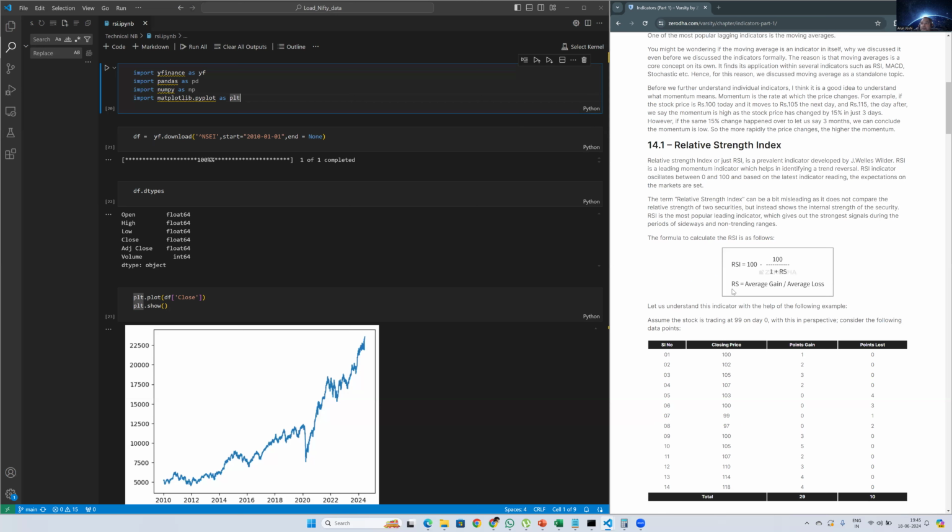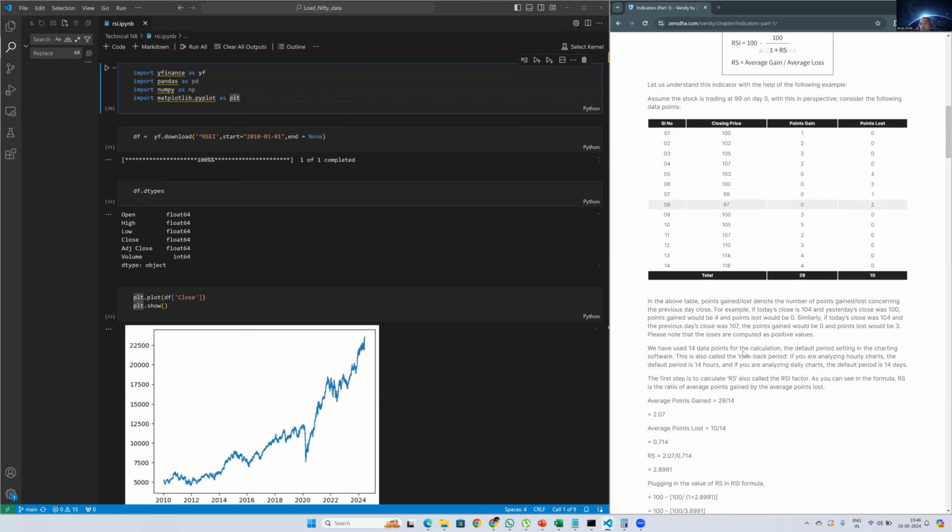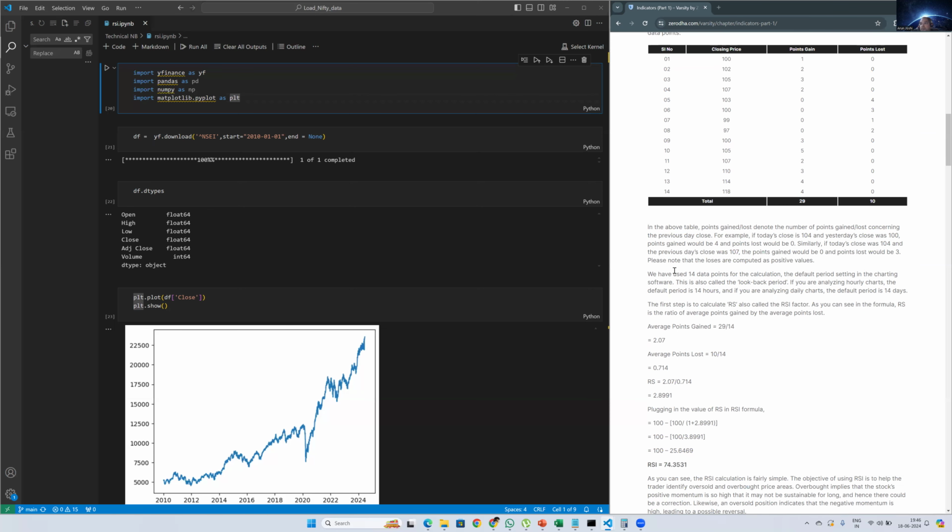So RSI is nothing but it tells you the strength of the previous closing prices, and this is a little bit mathematically derived. So we need to follow a few steps, like we need to find the average gain and average loss, and then we need to look at the look back periods. So it's quite extensive how RSI is derived. So here they have taken an example and they have shown how the average gain and average loss points are taken out.